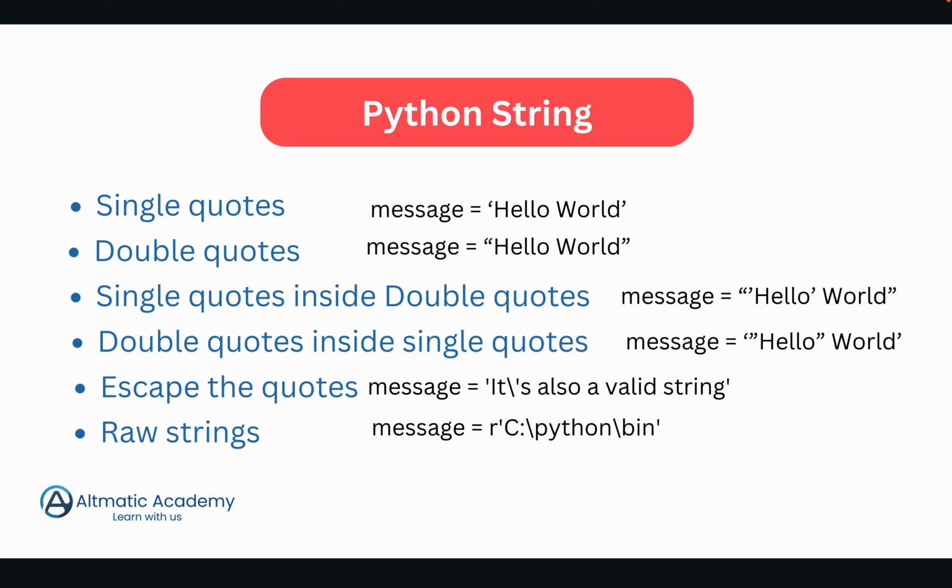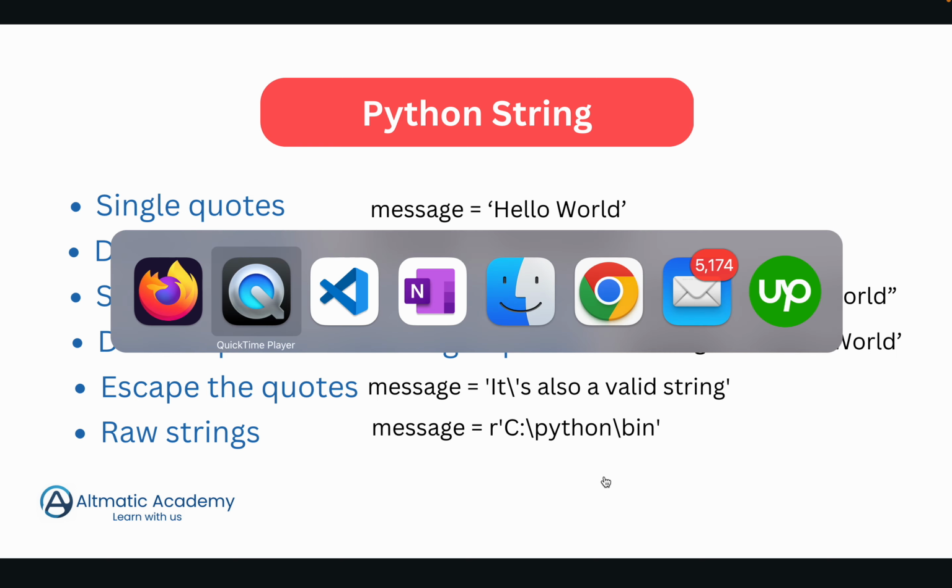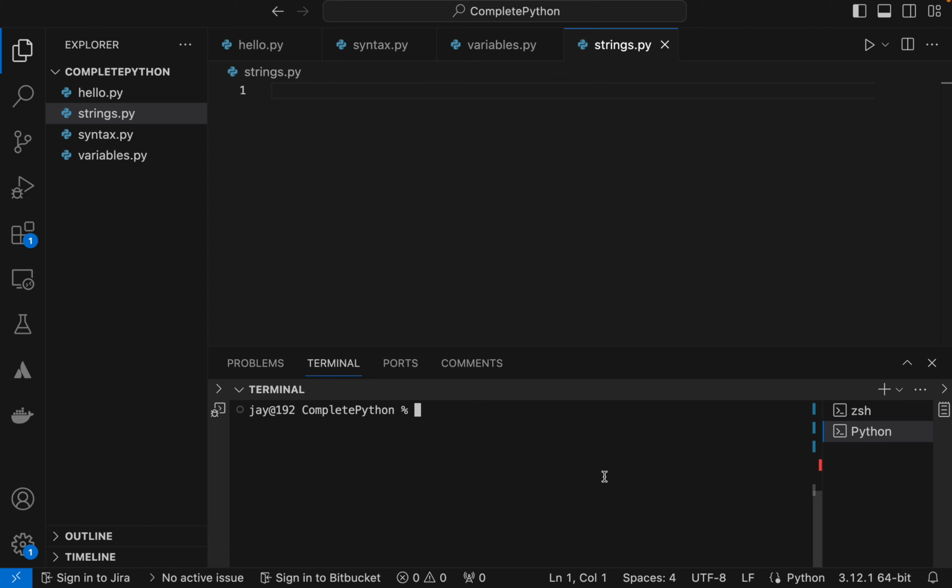Suppose that I want to print an inverted comma within a string, I can put a backslash so that my interpreter does not interpret that. Then raw string: if you want to print a raw string without any parsing, we'll use the R. So let's see practically how it works. I am going to my VS Code. In VS Code, I have created one file, strings.py, so that all the strings-related practice will be done here.